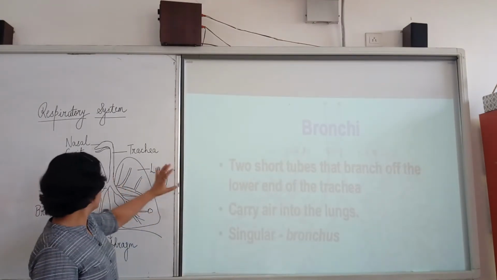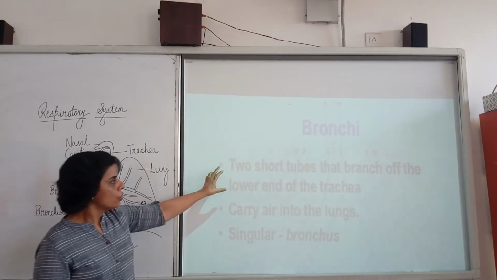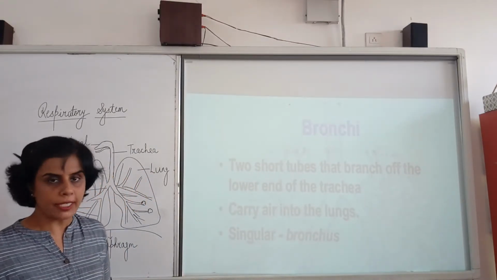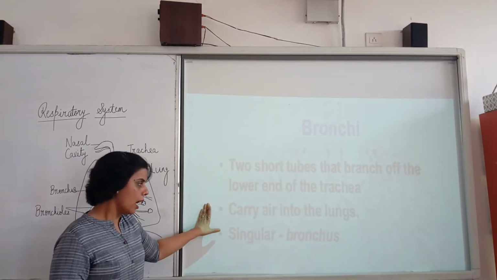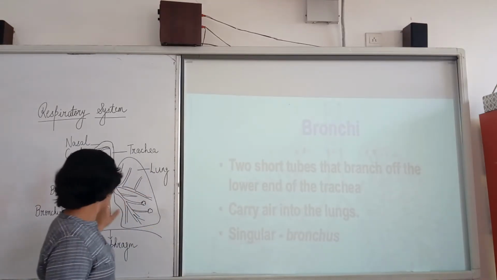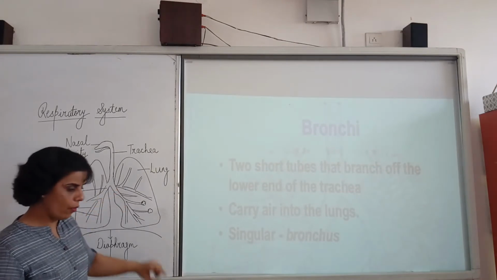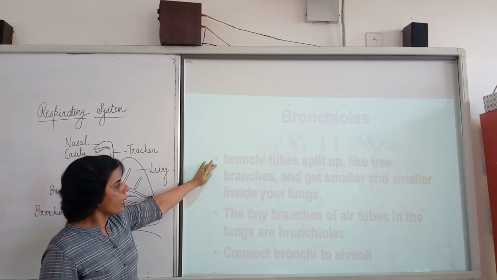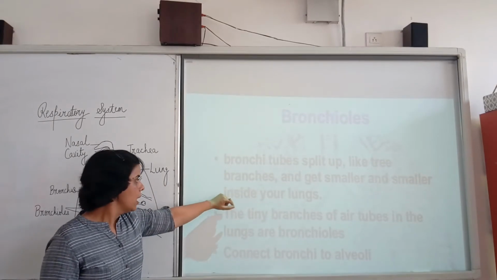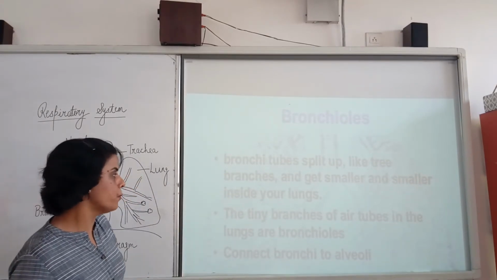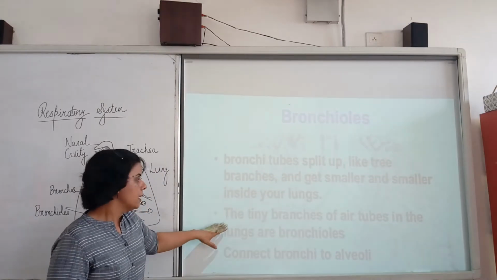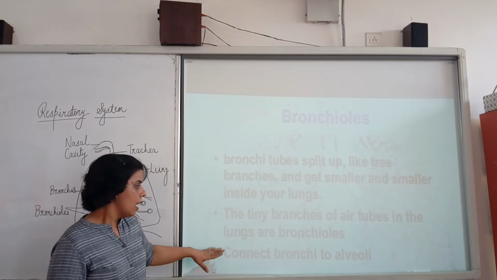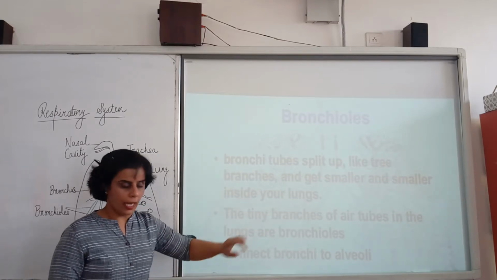We'll understand the function of the bronchi now. These are two short tubes that branch off the lower end of the trachea and carry air into the lungs, and each one tube is called a bronchus. The bronchi tubes split up like tree branches and get smaller and smaller inside the lungs. The tiny branches of air tubes in the lungs are bronchioles. They connect bronchi to the alveoli.